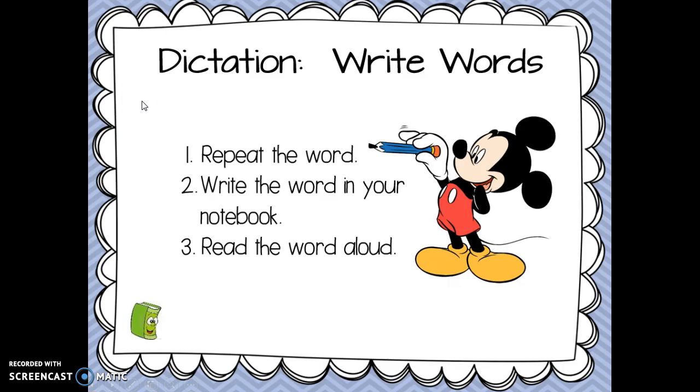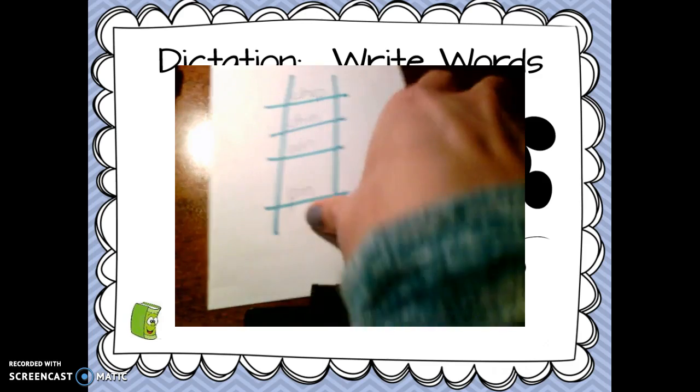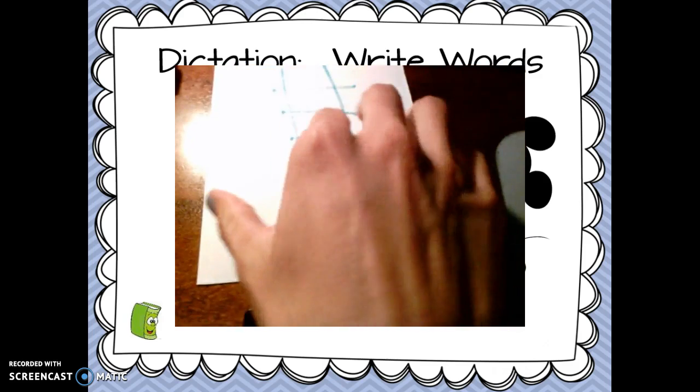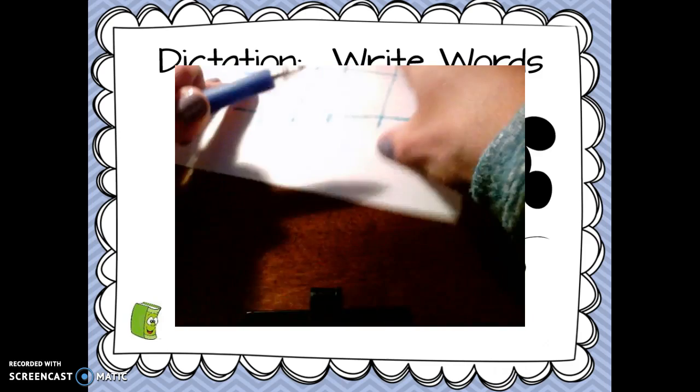Alright, now we're going to work on some dictation and writing words. So I'm going to show you my paper again. I'm just going to turn it over. Oh, you can still see it right there. Here, I'll use this side right here.